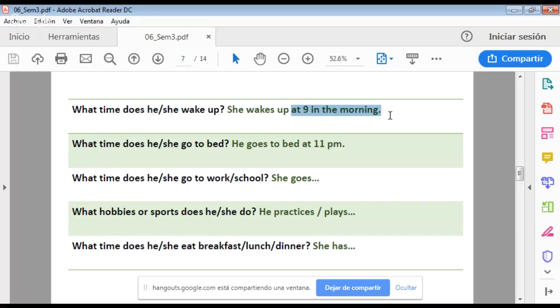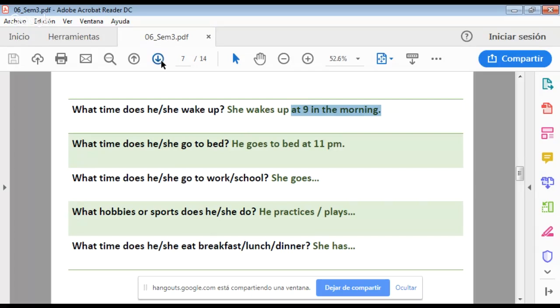Entonces, what time does he wake up? He wakes up at 9 in the morning. What time does he go to bed? He goes to bed at 11. What time does he go to work? She goes or he goes to work. What hobbies or sports does he or she do? He practices, he plays. What time does he or she eat breakfast, lunch, or dinner? She has dinner or she eats dinner or he eats lunch at 12.